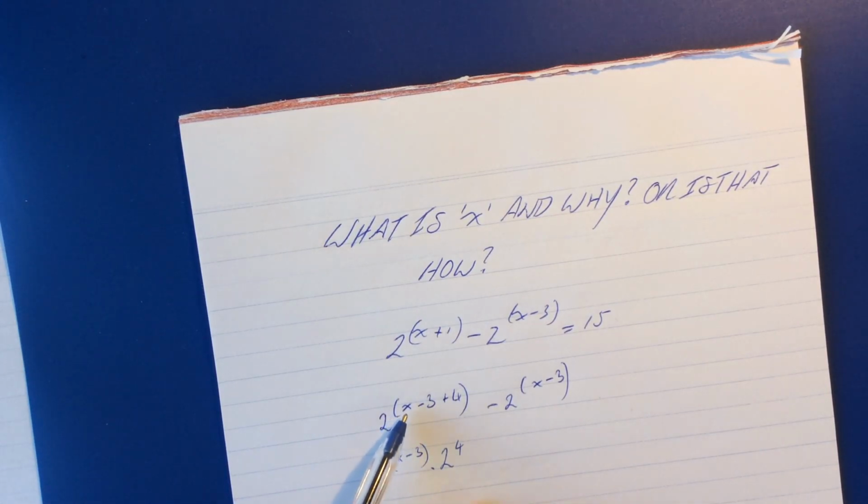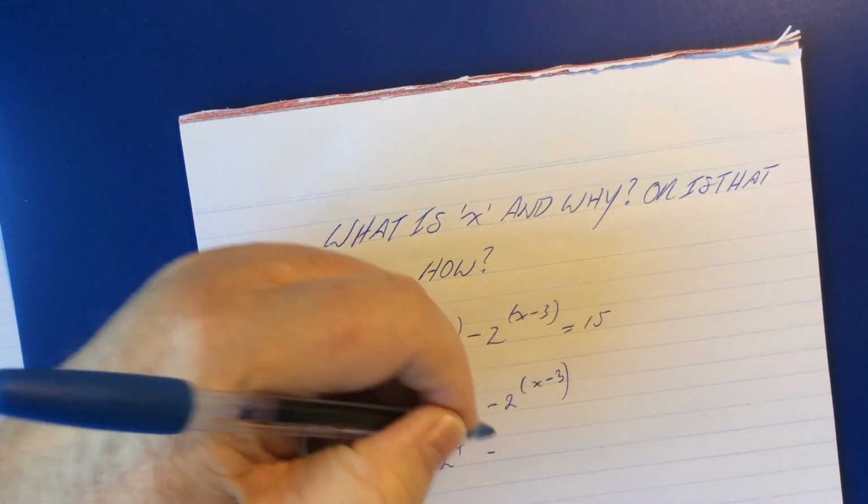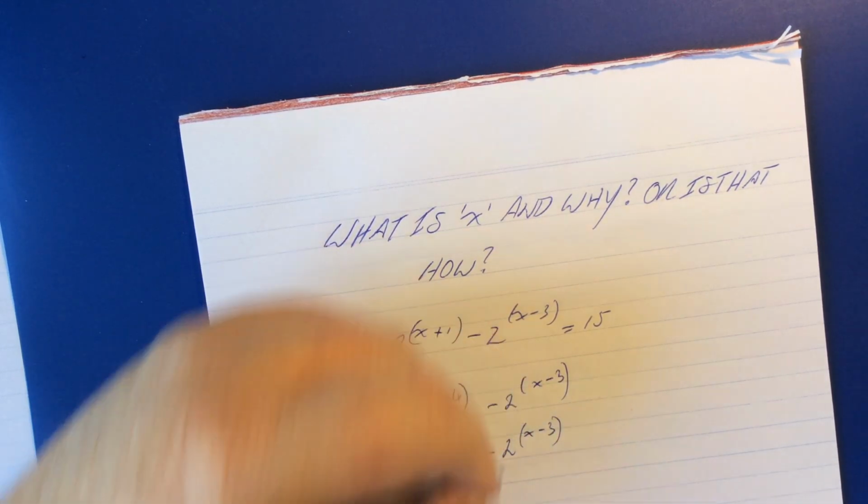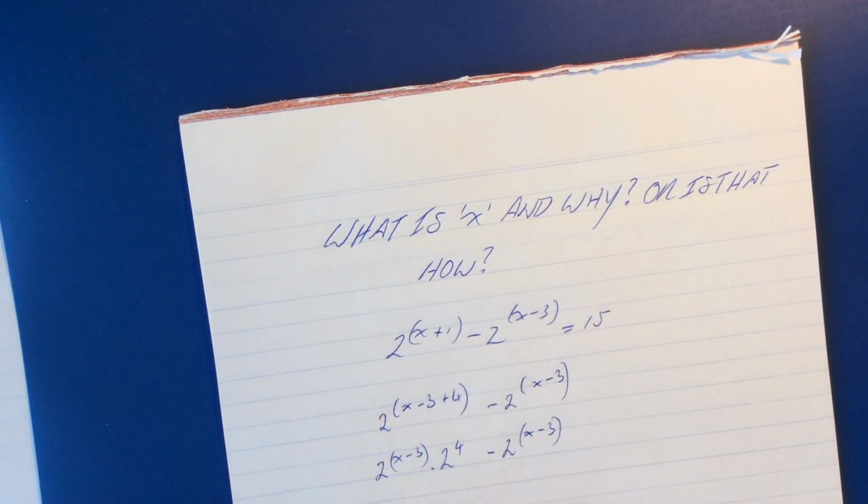Now, the rules of indices are such that if I multiply this by that and the bases are the same, really all I have to do is add this to that, which is what I'm doing here. So what you see here is a restatement of this. And then I rewrite this as it's always been.